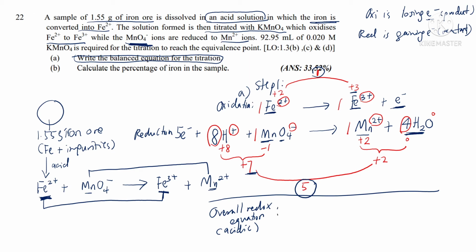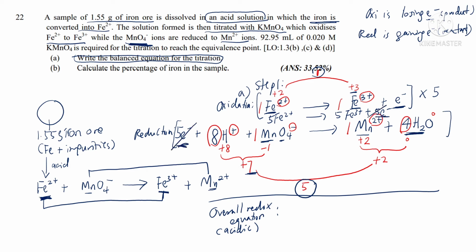So to get the overall redox equation in acidic medium, we need to equate the number of electrons for both half equations. For reduction, we have 5 electrons, while for the oxidation, we only have 1. So to equate the number of electrons, we need to multiply the half equation of oxidation by 5. So that will give us 5 Fe2+ → 5 Fe3+ and 5 electrons. And then we can see that the number of electrons on the reactant side is the same as the number of electrons on the product side.